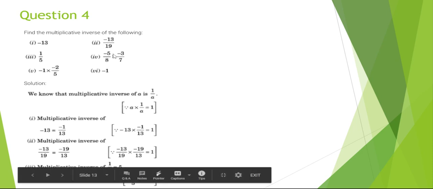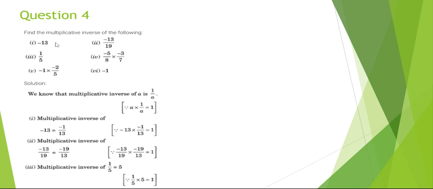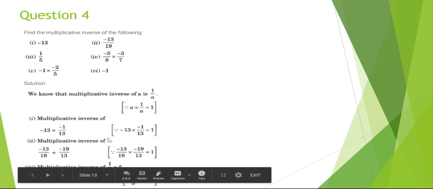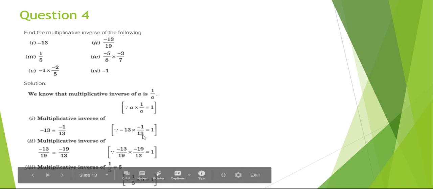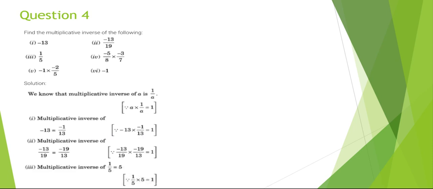We have question number 4 now, in which we need to find the multiplicative inverse of the following. So as you already know that multiplicative inverse is a number which when multiplied with the number gives the answer as 1, which is the multiplicative identity. So minus 13 when multiplied by minus 1 by 13 will give you the answer as 1. So multiplicative inverse is basically the reciprocal of the number. So here it is shown that minus 13 multiplied by minus 1 by 13 will give you the answer as 1.